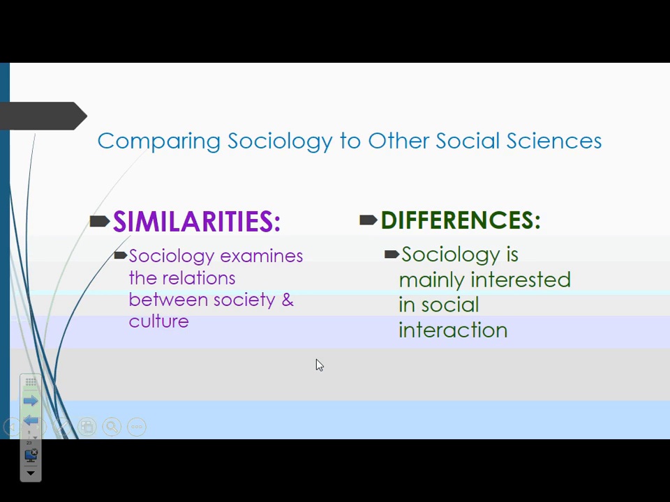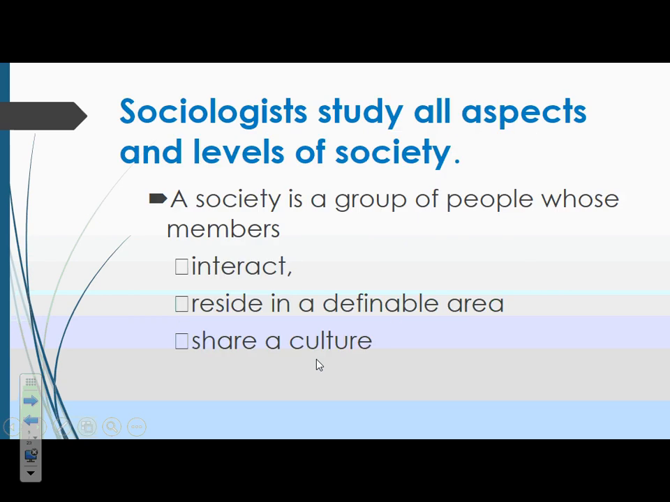Okay? Forward. So sociologists study aspects and levels of society. Again, society is a group of people whose members interact, reside in a definable area, and share a culture.